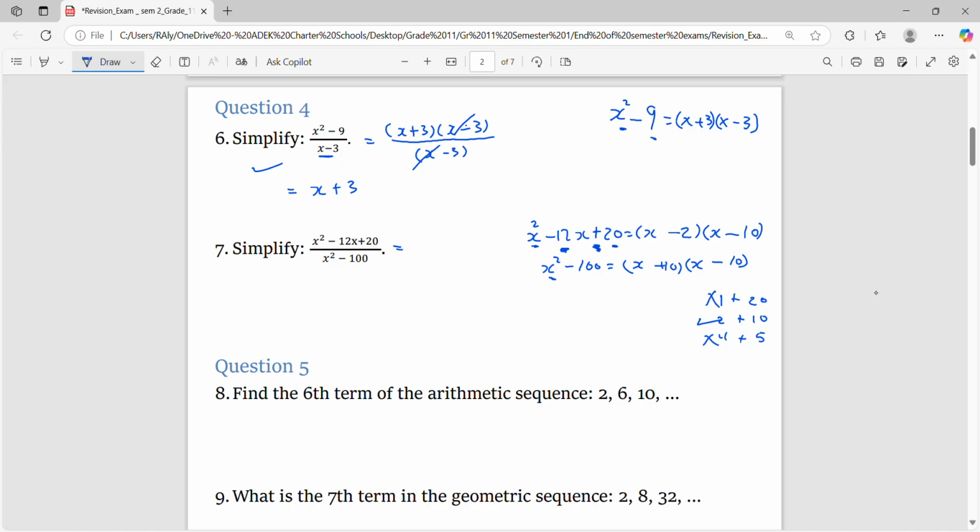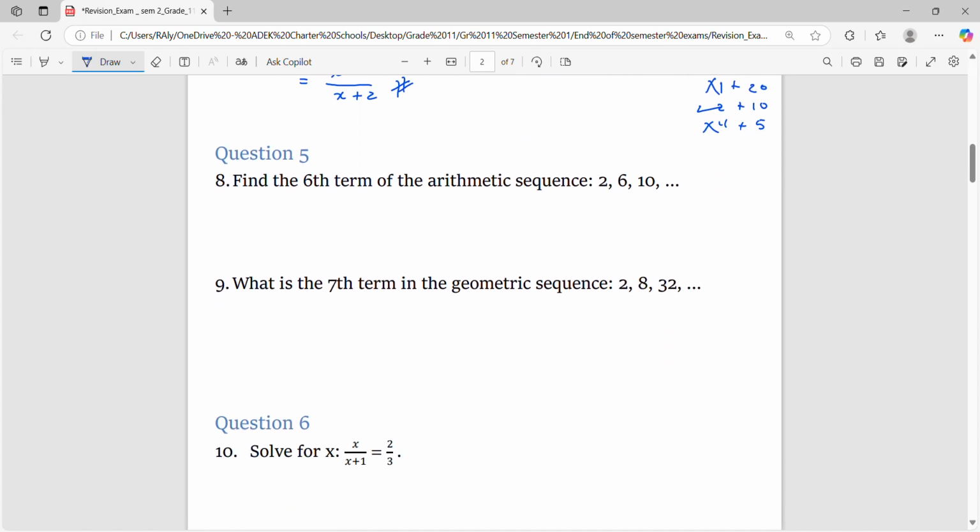So write the factorization of the numerator: x minus 2, x minus 10, and in the denominator x plus 10, x minus 10. Now can you please check if we have common factors between numerator and denominator? Yes, we have this one with this one. So my last answer is x minus 2 over x plus 2, and this is my final answer. It's very easy, I think. Please focus on this type of question.